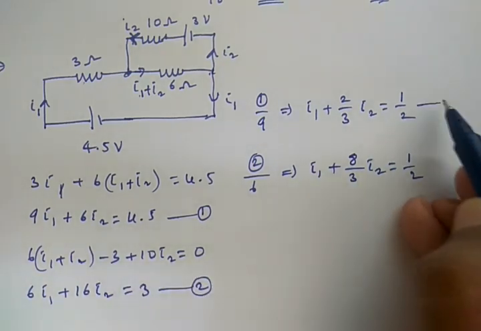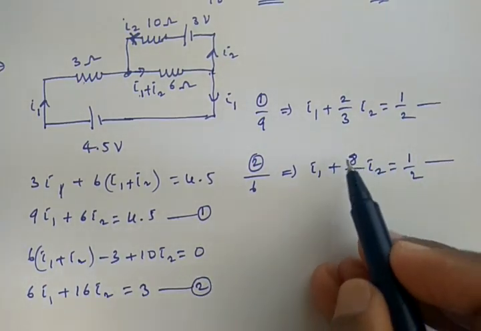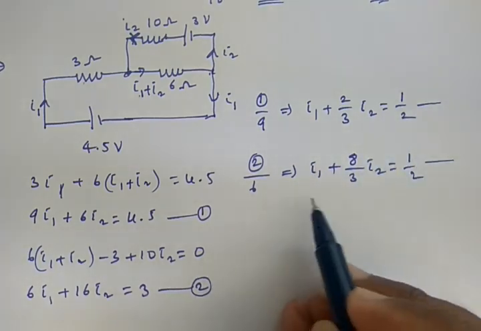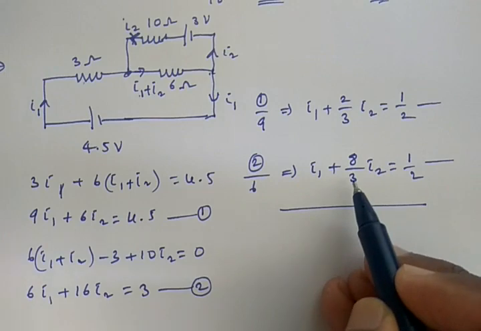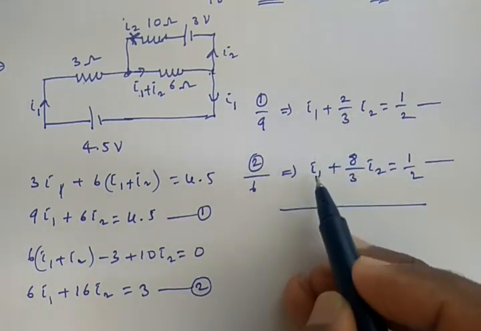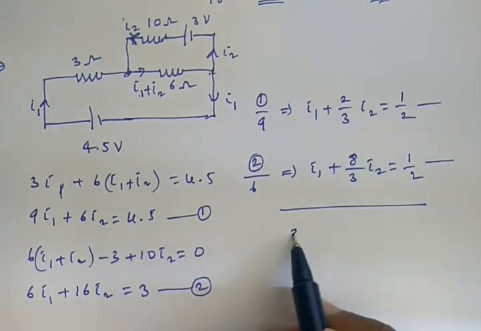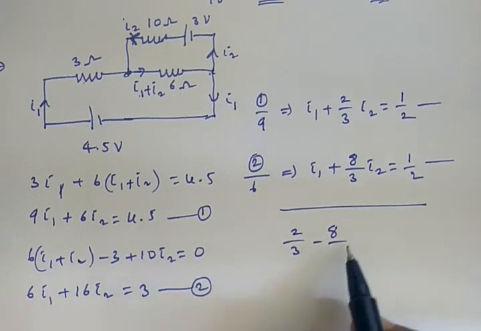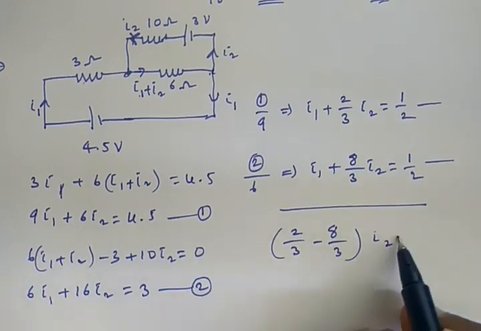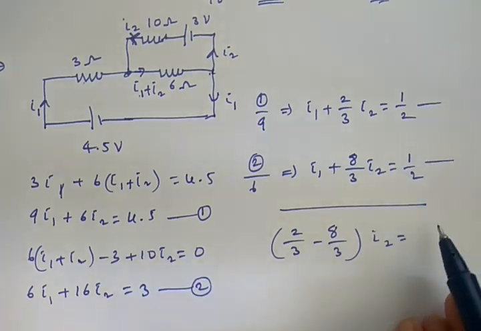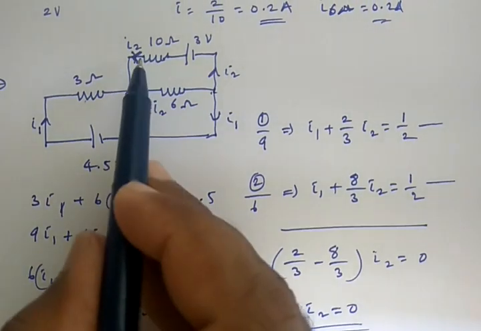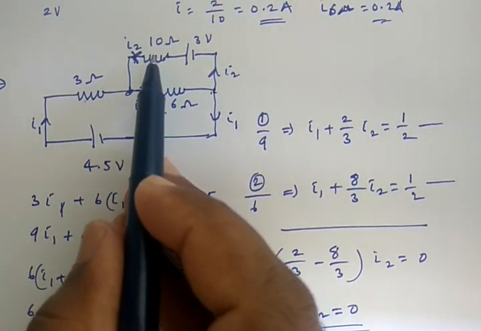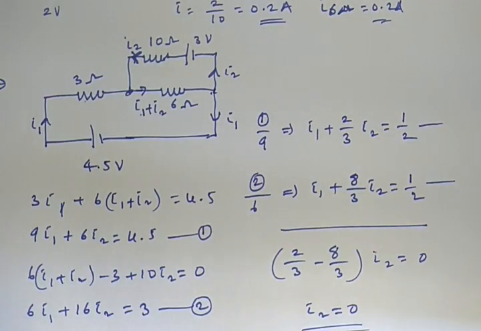So you solve these two equations, or you eliminate I1 from these two equations. When you eliminate I1, you take this minus that. So I1 minus I1 is 0. Then 2 by 3 minus 8 by 3, into I2, equals 1 by 2 minus 1 by 2, which is 0 once again. So I2 will be 0. It means that there is no current going through this resistor. So this is the answer.